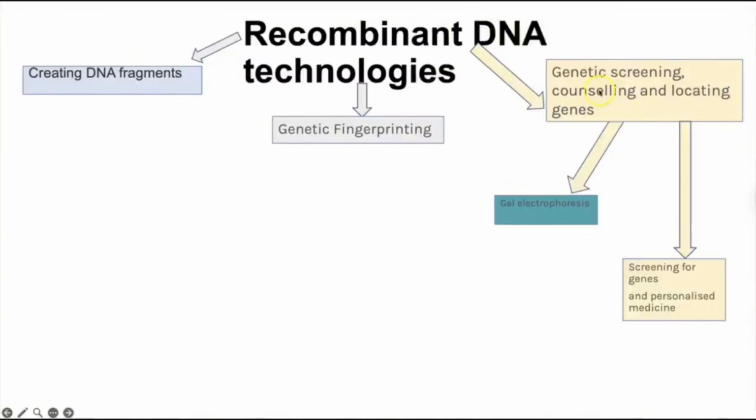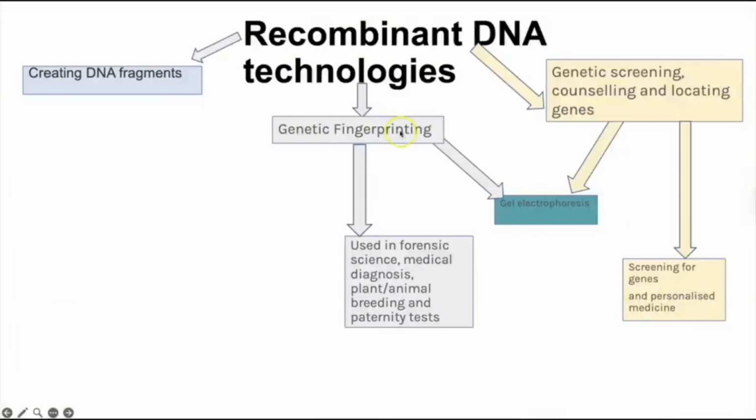One branch is genetic screening, and this is where you might screen to see if you have a particular gene. That leads to genetic counselling. Now this is done using gel electrophoresis, and it can result in personalised medicine. Genetic fingerprinting is how you can examine an individual's DNA based on the VNTRs, those variable number tandem repeats. That is used in forensic science, medical diagnosis, paternity tests and more. And one of the stages in genetic fingerprinting is gel electrophoresis.